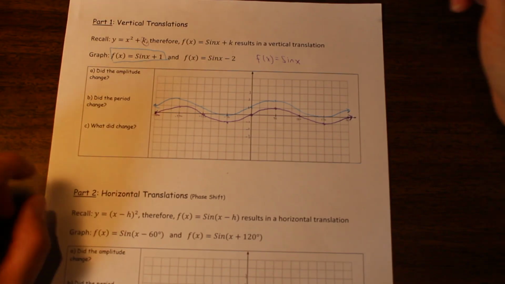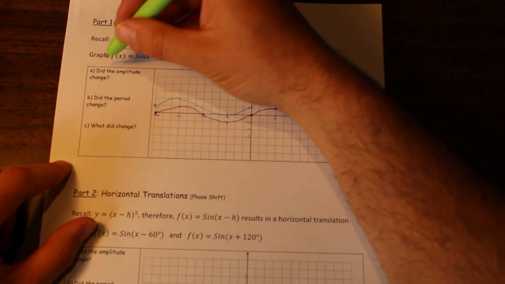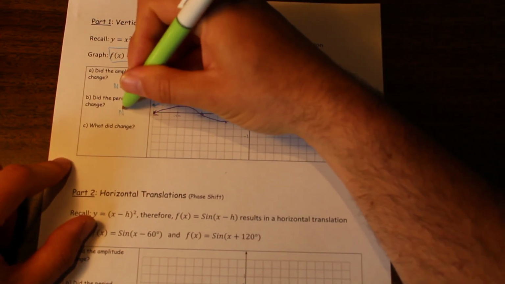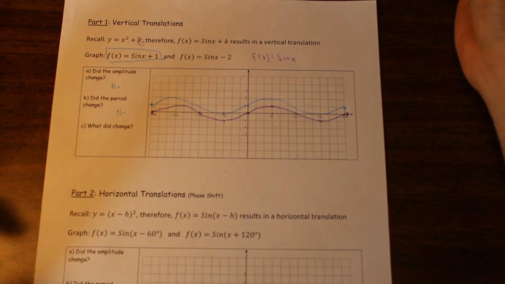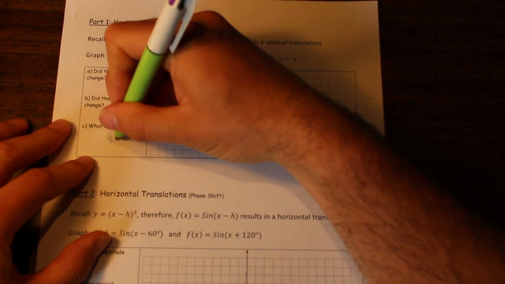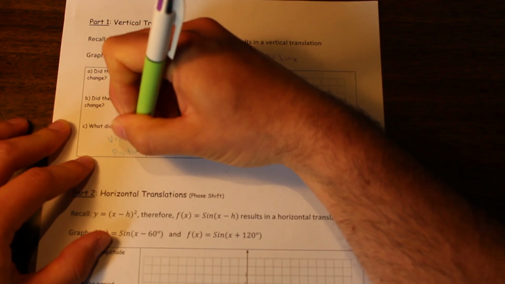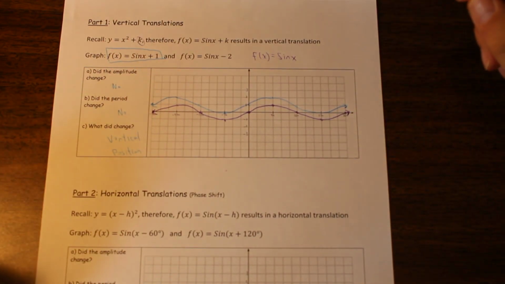Pretty easy, huh? Did the amplitude change? No. Did the period change? No, that's the next lesson. What did change? The vertical position. That's what changed. Okay.